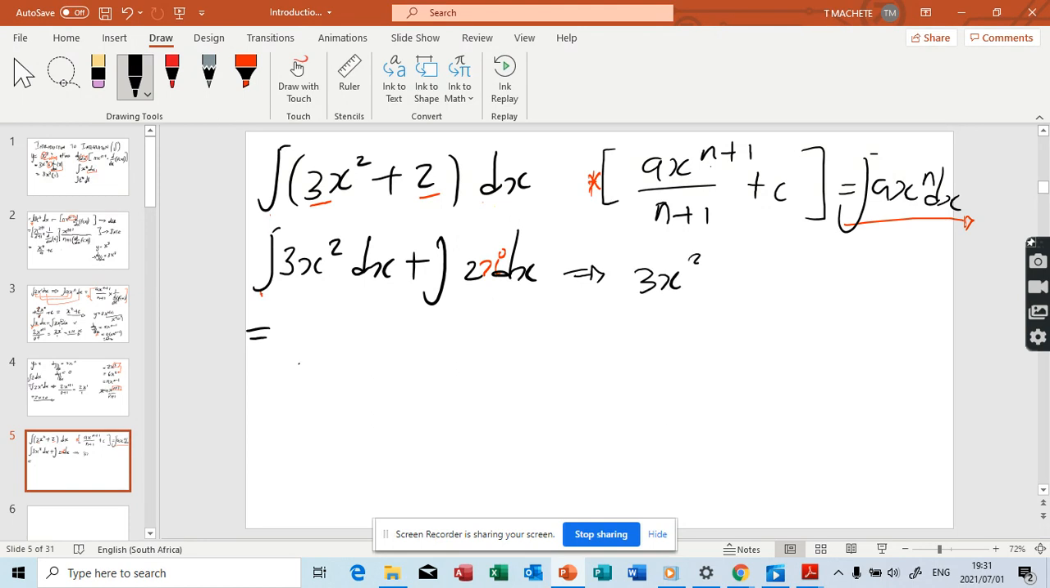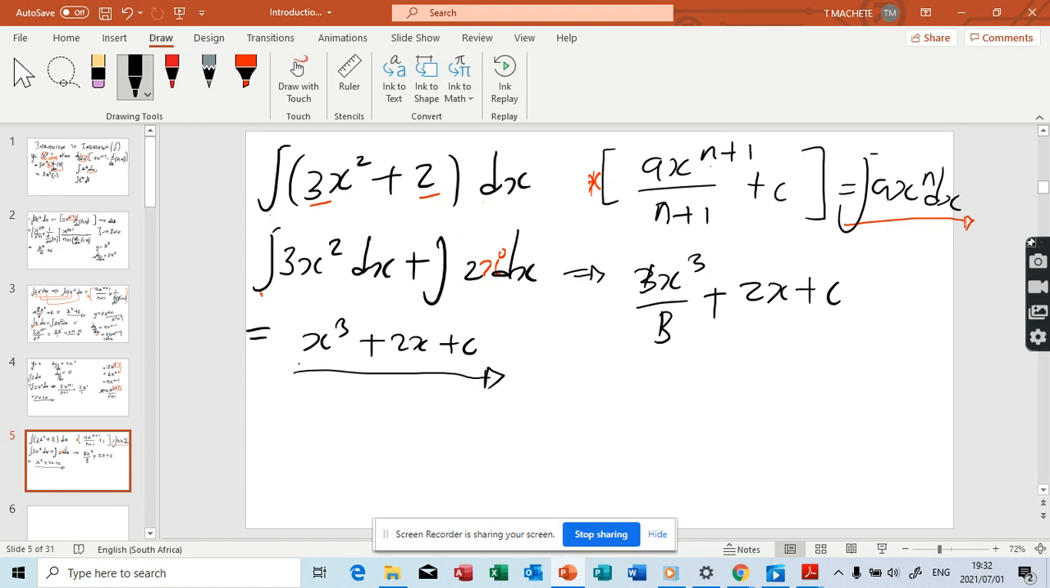Three x cubed. Wait, why is it over 4? No, don't add plus c here. Add plus c at the end. Just add it once. 2x plus c. You just add c once at the end of the equation. That's correct. Then this 3 and this 3 will cancel. Then you'll get x cubed plus 2x plus c. This is your answer. This is how you get your integration.